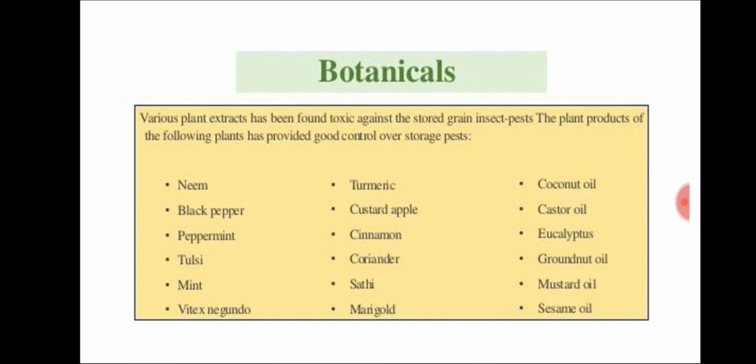CO2. By botanical substances: various plant extracts have been found toxic to stored grain insect pests. The products of the following plants have provided good control over storage pests: neem, turmeric, coconut oil, black pepper, custard apple, tulsi, etc.